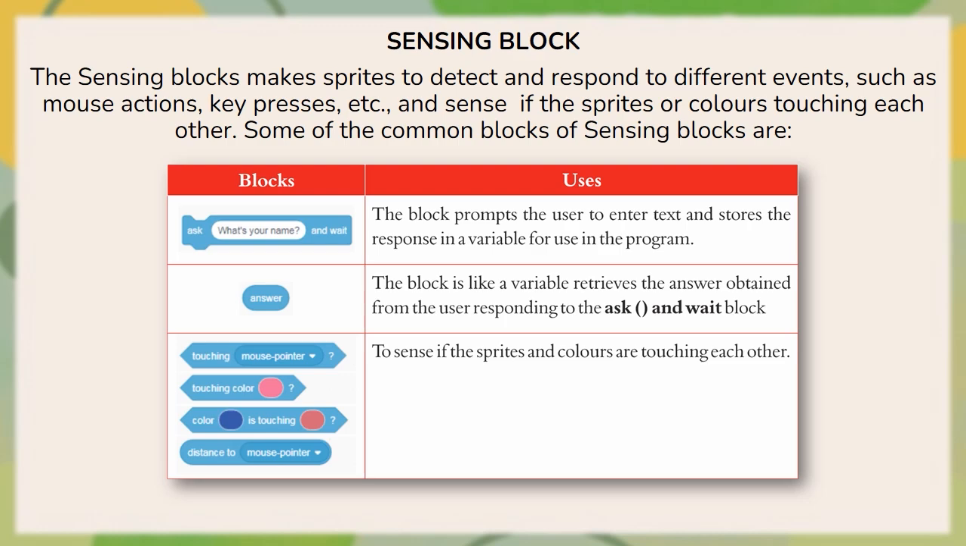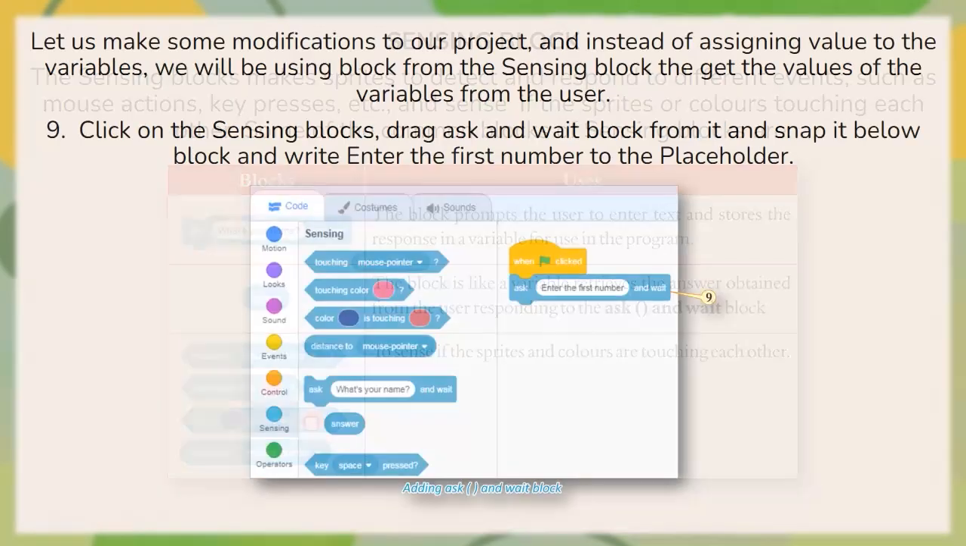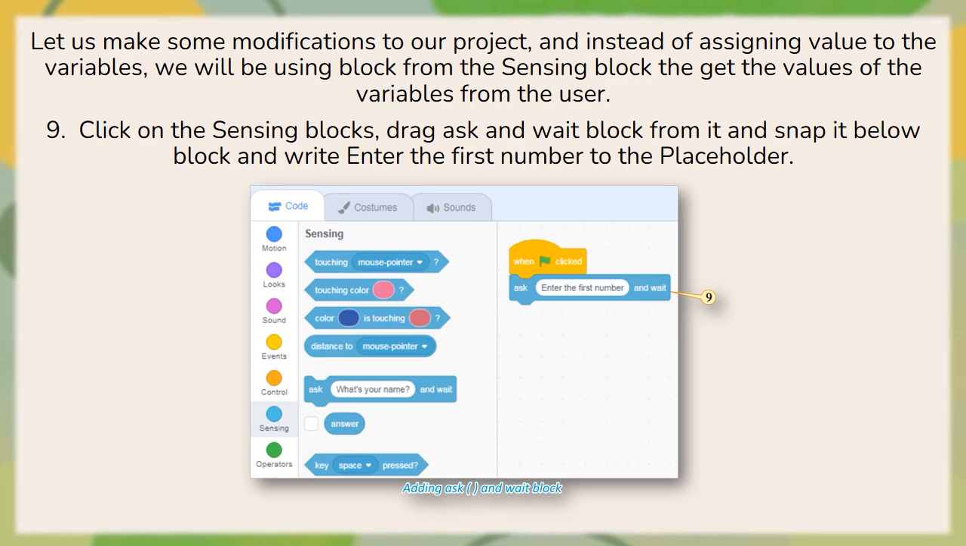Sensing block. The sensing blocks make sprites detect and respond to different events, such as mouse actions, key presses, etc., and sense if the sprites or colors are touching each other. Some of the common blocks of sensing blocks are shown below.